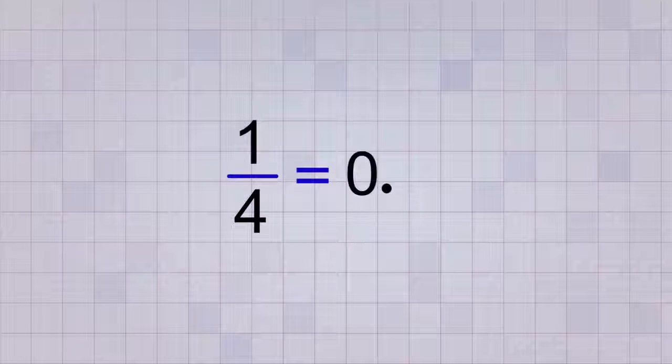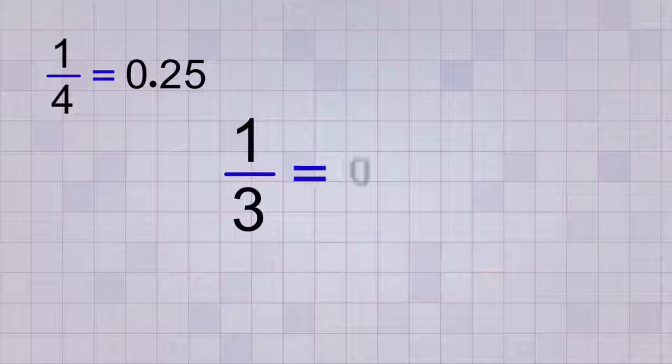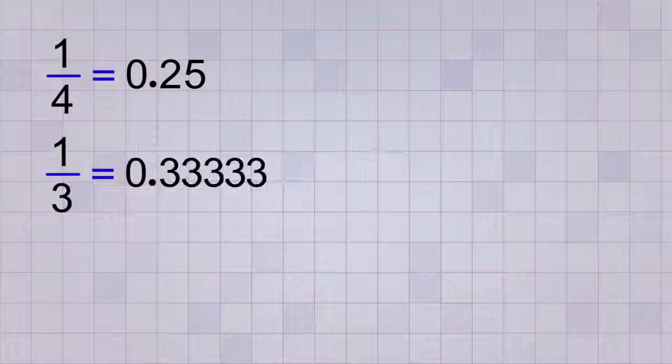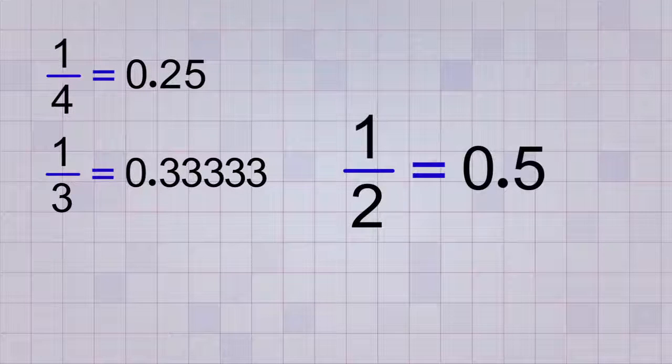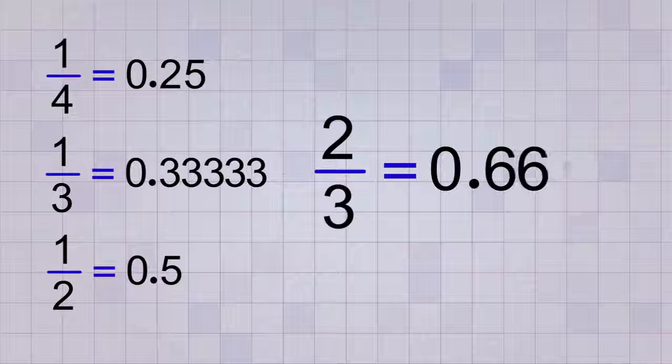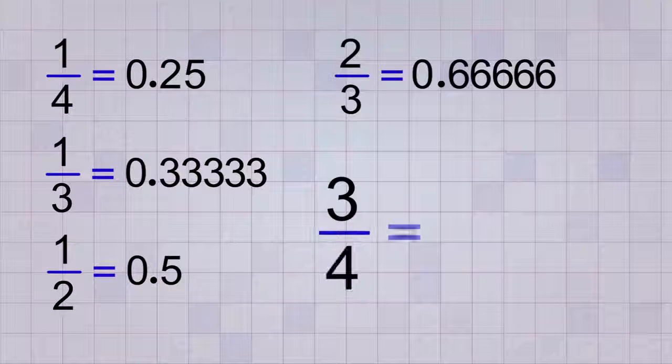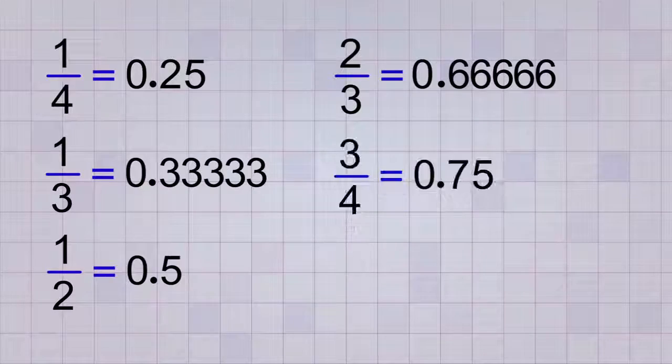The 5 fractions that we've just converted are so common that it's a good idea to memorize their decimal values. Here they are again so you can review them. 1/4 equals 0.25. 1/3 equals 0.33333. 1/2 equals 0.5. 2/3 equals 0.66666. And 3/4 equals 0.75. So that's how you convert any fraction into a decimal.